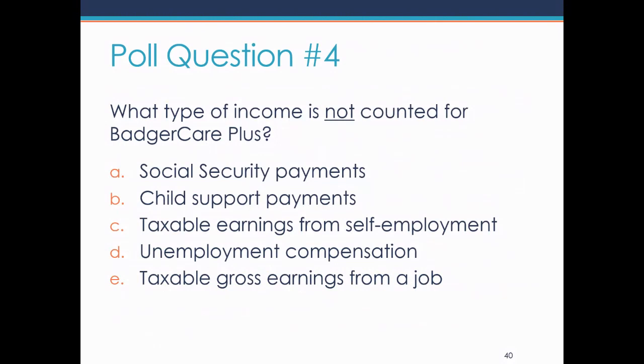And that brings us to our next poll question. Question 4, what type of income is not counted for Badger Care Plus? Is it A, Social Security payments, B, child support payments, C, taxable earnings from self-employment, D, unemployment compensation, or E, taxable gross earnings from a job? And you'll go ahead and answer that in the live poll section. So if you want to go ahead and scroll over to the live poll section to answer that question. What type of income is not counted for Badger Care Plus?